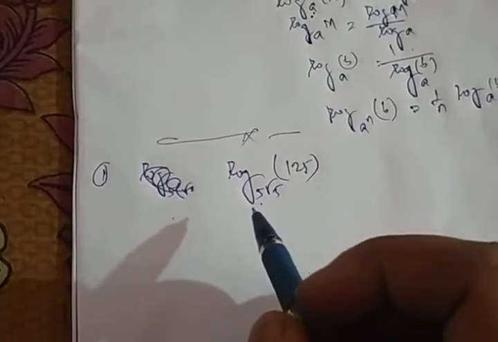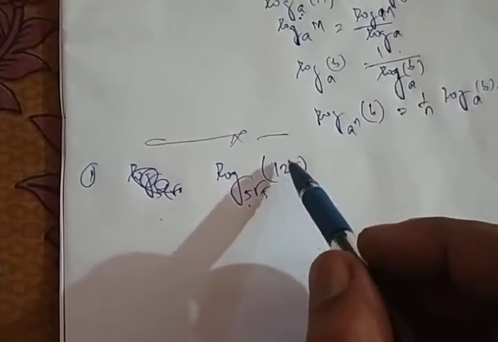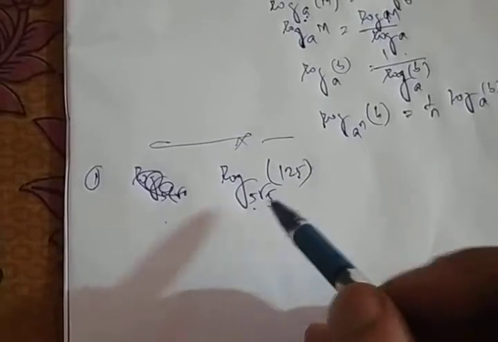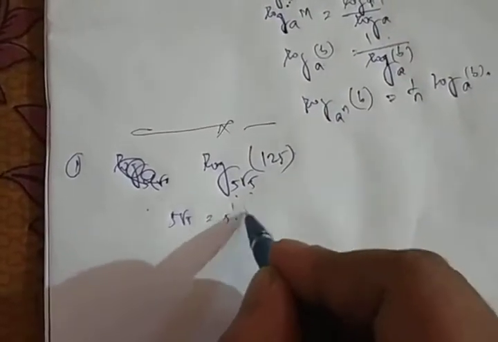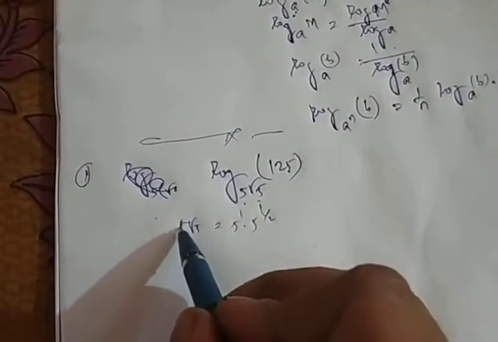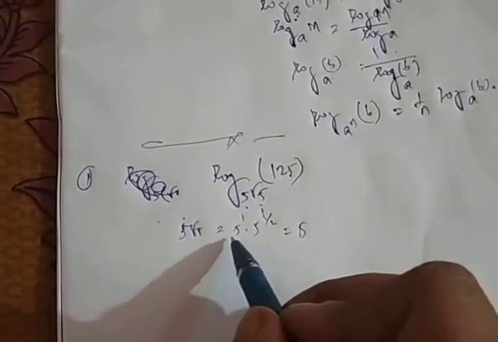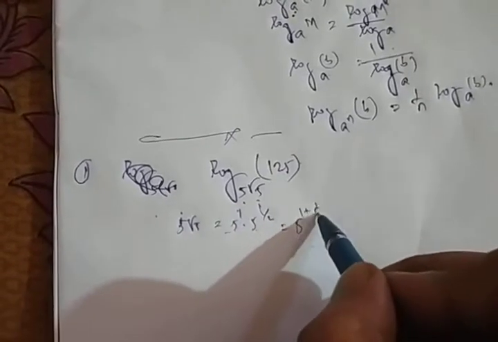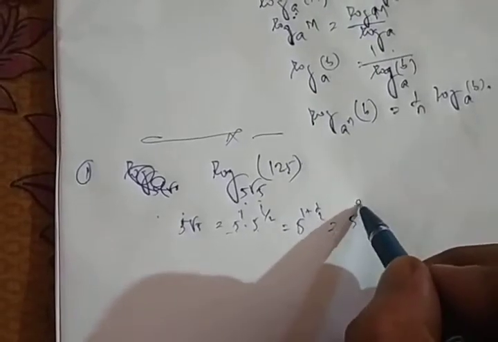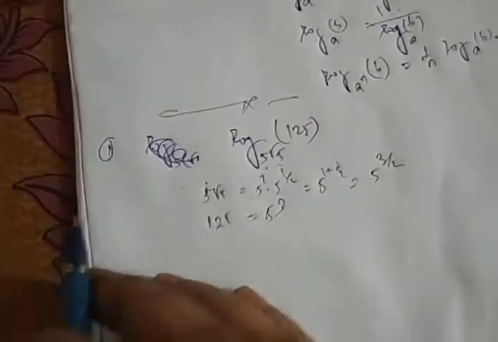Okay, first here we can write these values 125 and 5 root 5 as some power of 5, right? Let's see, 5 root 5 equals to 5 to the power 1 into 5 to the power half, as root 5 equals to 5 to the power half. So as the base is same, the power will be added. 5 root 5 is 5 to the power 3 by 2. Okay, and 125 we know that 5 cube, right?